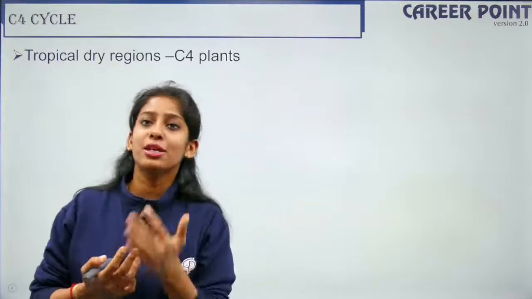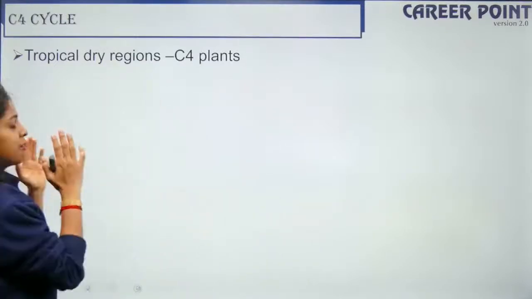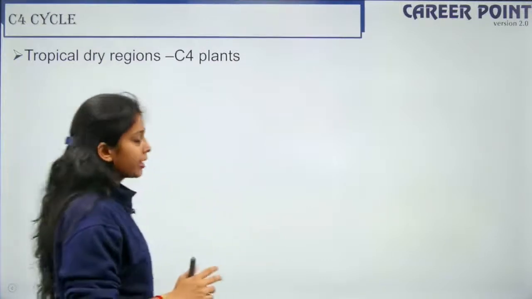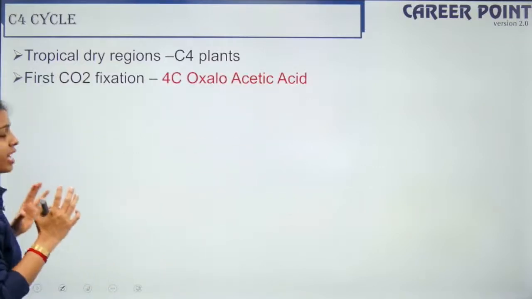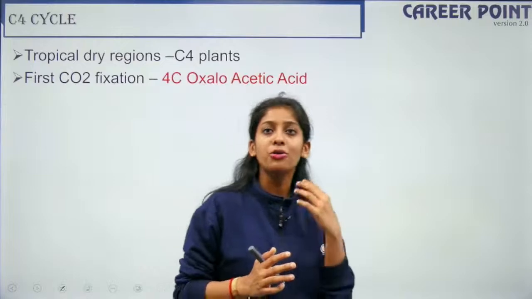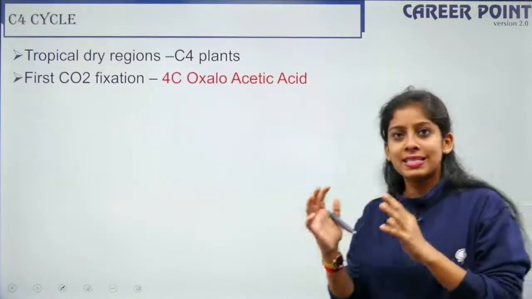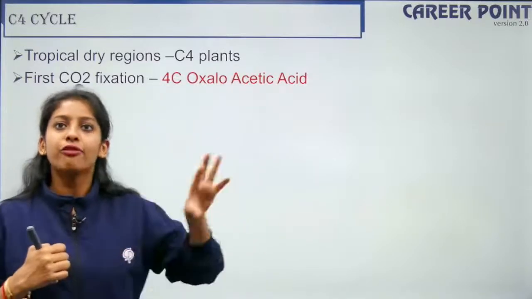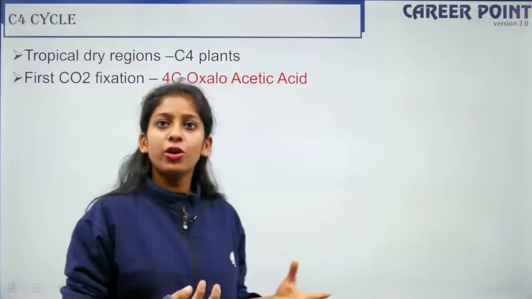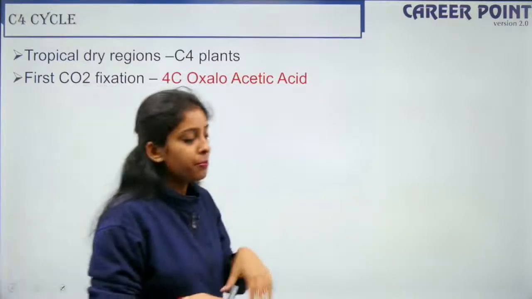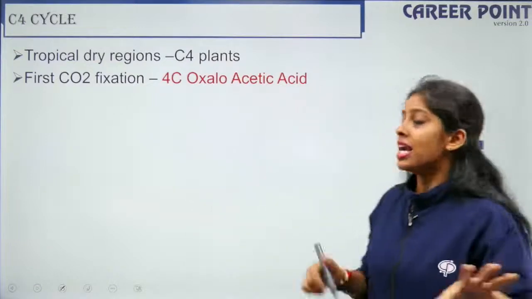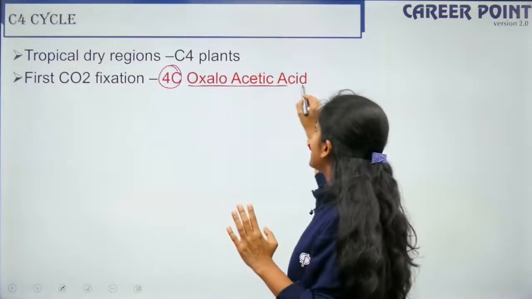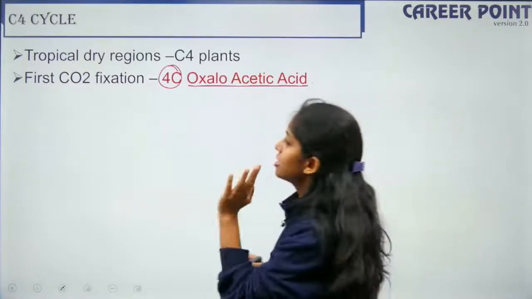So we are talking about the C4 cycle. Alright, so these C4 plants are the plants that live in tropical dry regions. First carbon dioxide fixation product is a 4-carbon compound, oxaloacetic acid. Just like in the C3 cycle, someone has to accept your carbon dioxide and form a stable product, right? So here also someone is accepting the carbon dioxide, but the first stable product that is formed is a 4-carbon compound. That 4-carbon compound was your oxaloacetic acid, and hence it is called the C4 plants.